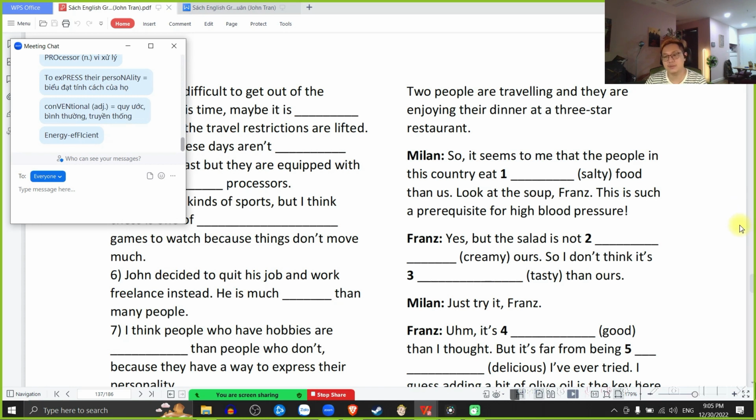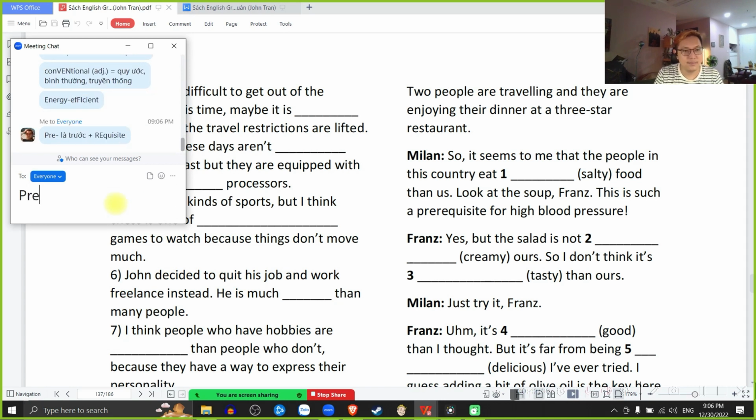Two people are traveling and they are enjoying their dinner at a 3-star restaurant, Milan. So it seemed to me that the people in this country eat saltier food than us. Look at the soup, Franz. This is such a prerequisite for high blood pressure, Franz. Yes, but the salad is not as creamy as ours.